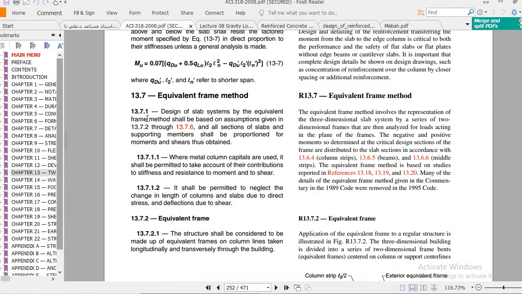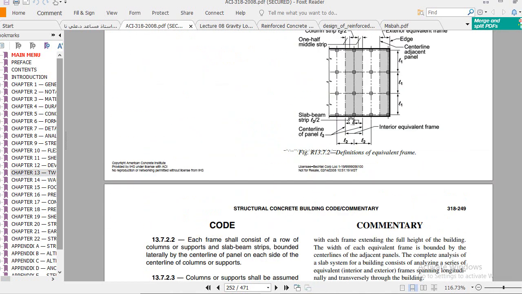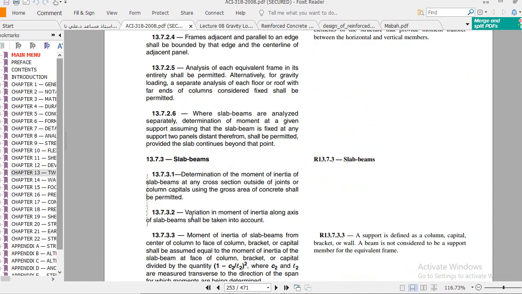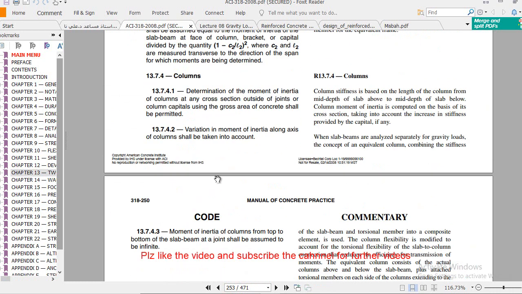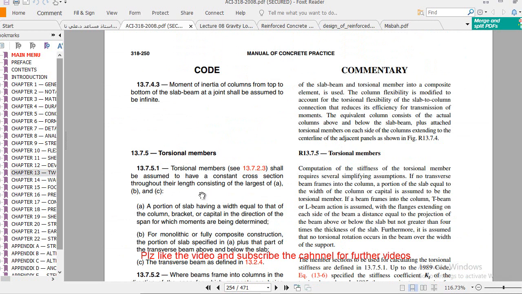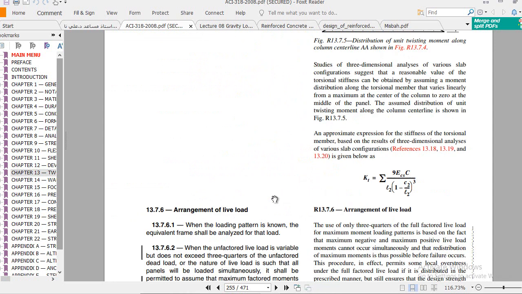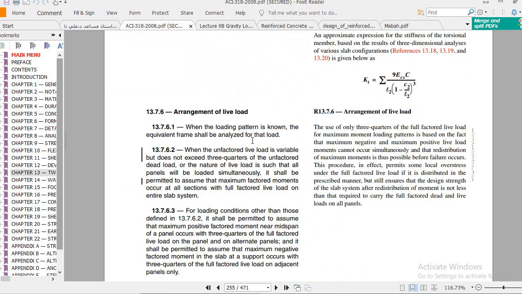Up to lecture number 7, we covered what an equivalent frame is, and what L2, the middle strip, half middle strip, and column strip are. Similarly, we explained the limitations, what slab beams and columns are, what torsional members are and how to cope with them, and the arrangement of live loads. This is a very important section of the equivalent frame method.